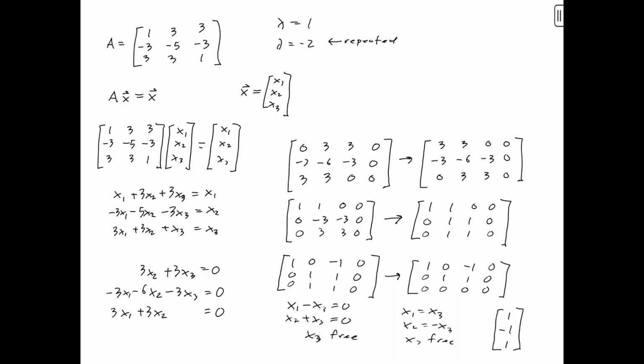So we have our first eigenvalue, lambda equal 1, and we have associated with that the eigenvector v1 is equal to 1, negative 1, 1.